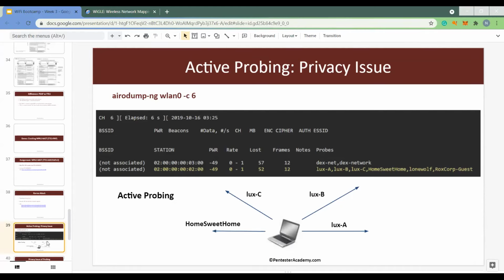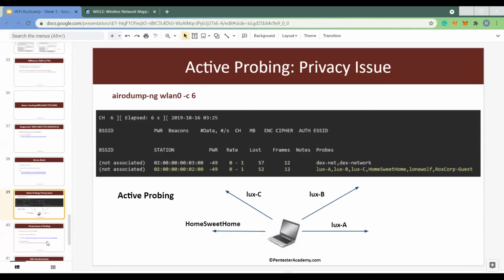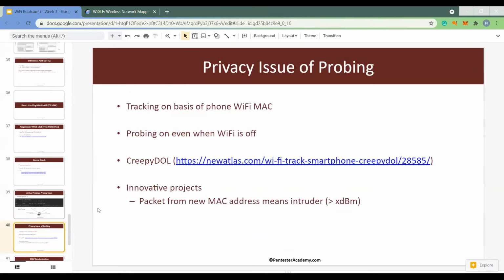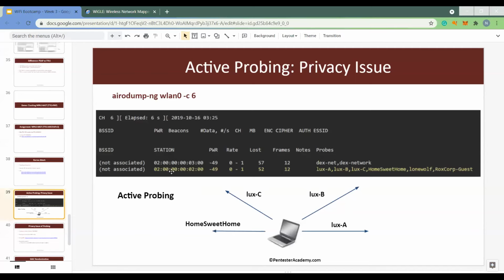So similarly, there are other privacy issues with active probing. When the probes are coming, if you can see all the probes over a large area, you can actually track a specific user. If the MAC is not changing, if your phone's Wi-Fi MAC is the same, and you are sending these probe requests, just like this one, for all probes you are using this MAC. So we know that this person is sending all of these.